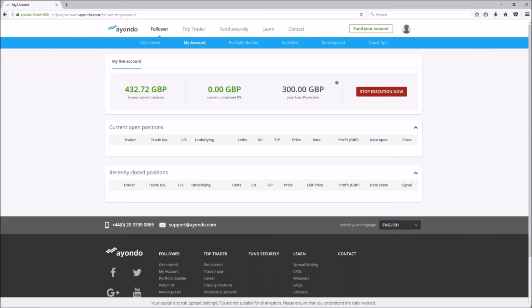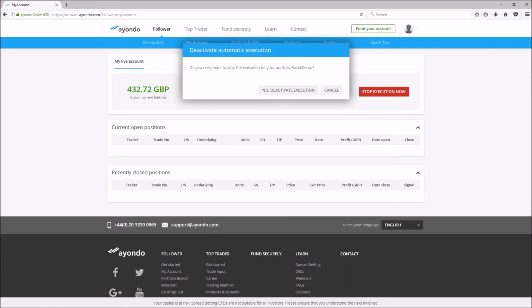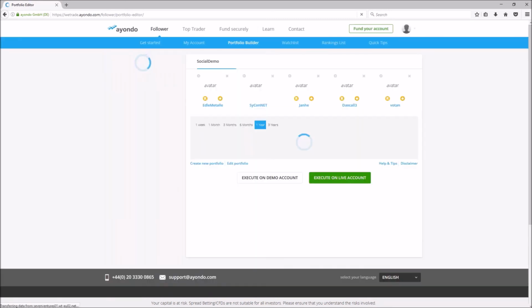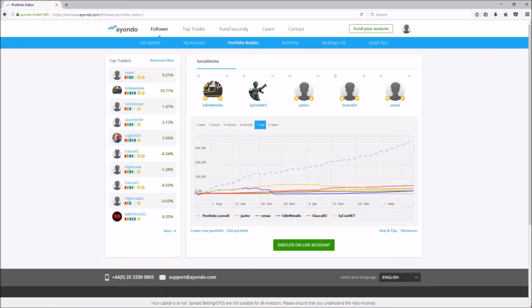So the US markets are treading water this evening. They're not very active. But of course, if I log on and change my mind, and think I need to rethink my whole strategy, it's really easy just to click on stop execution now. It says, do you really want to stop execution for your portfolio, social demo? Yes, I do. And if I've got any open trades, they'll be closed out and I won't follow any new trades. So there we go. I'm back to having these 5 people in my portfolio, but not following any of their new trades. It's really as straightforward as that.